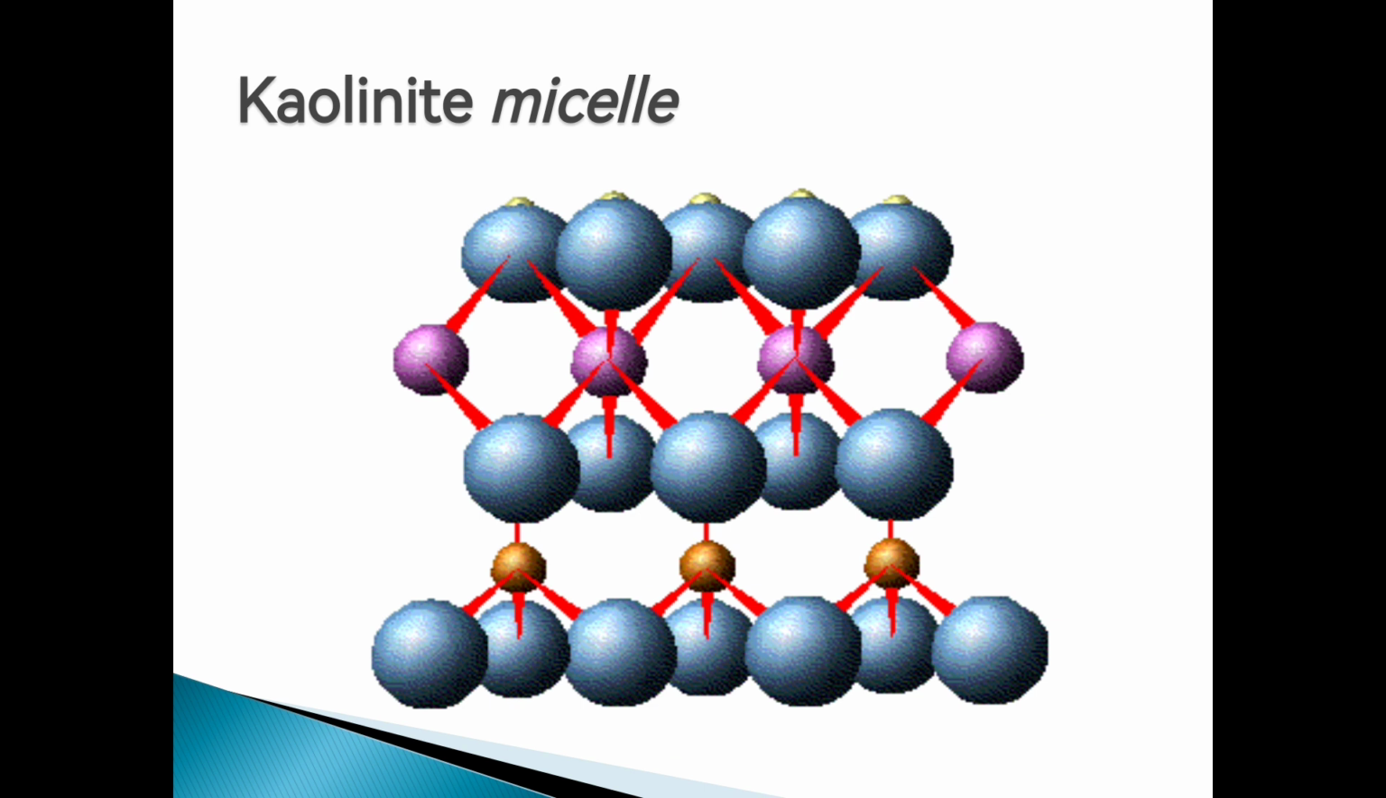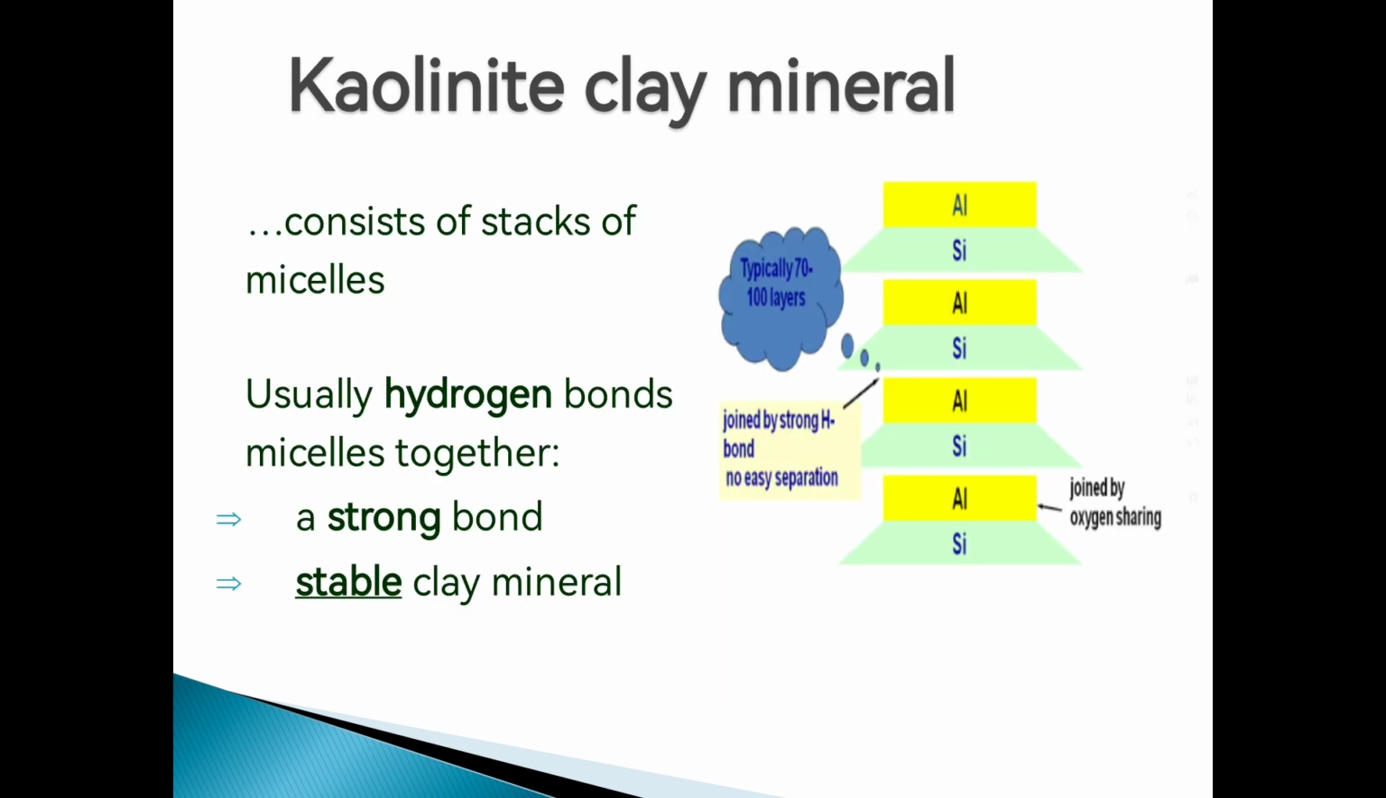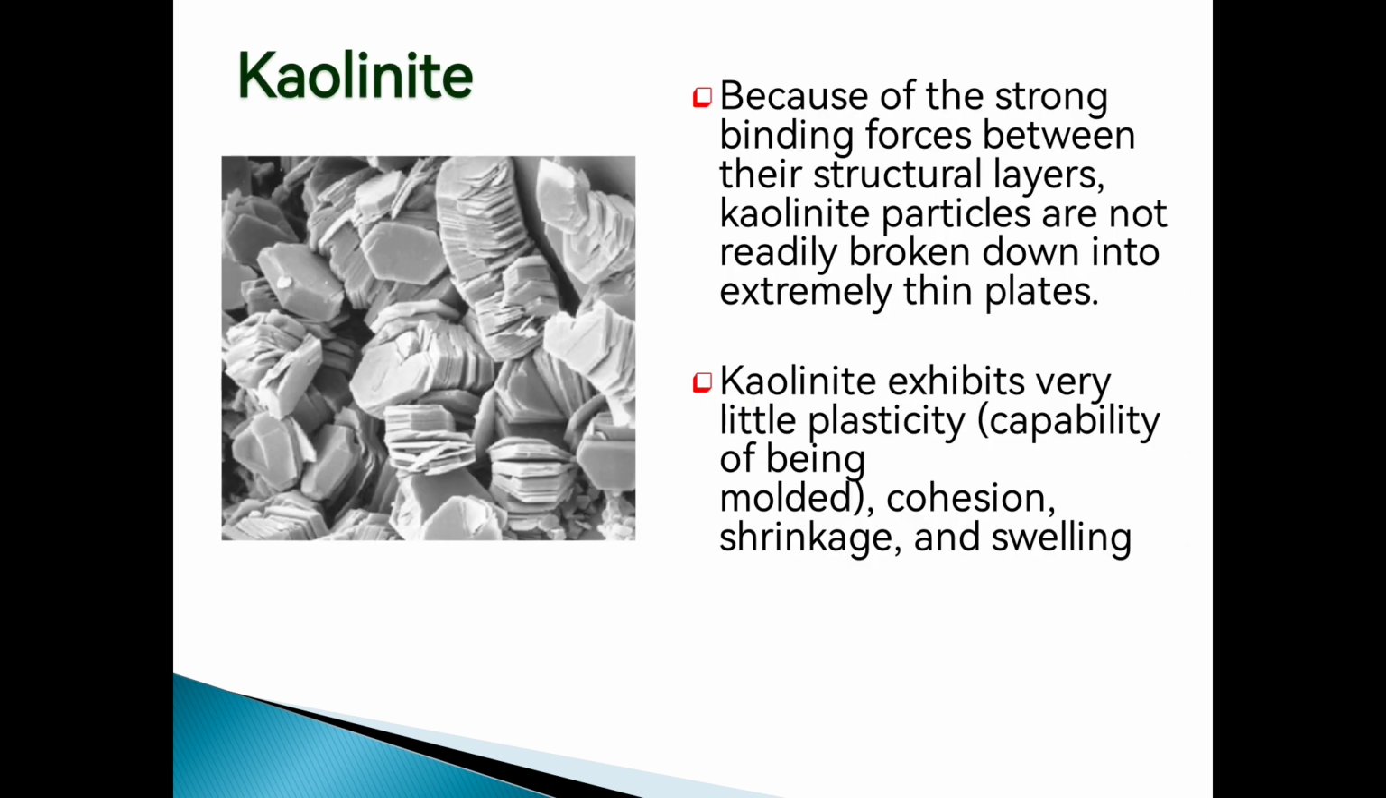So we have here one layer of tetrahedral unit, and we have here one layer of octahedral layer. This is how kaolinite clay mineral looks like. So we have different layers of this, one layer of tetrahedral and one layer of octahedral sheet. And because of the hydrogen bonds, which are very, very strong, it becomes a stable clay mineral joined strongly by the hydrogen bond, and there will be no easy separation of these layers.